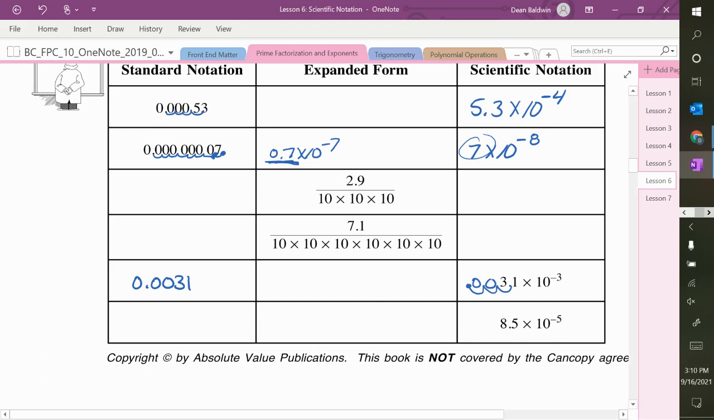What about the next one? How many spots am I moving the decimal? 1, 2, 3, 4, 5. Fill them all in. So it's 0.000085. Are we okay? Yeah? Better than the other stuff we were doing?